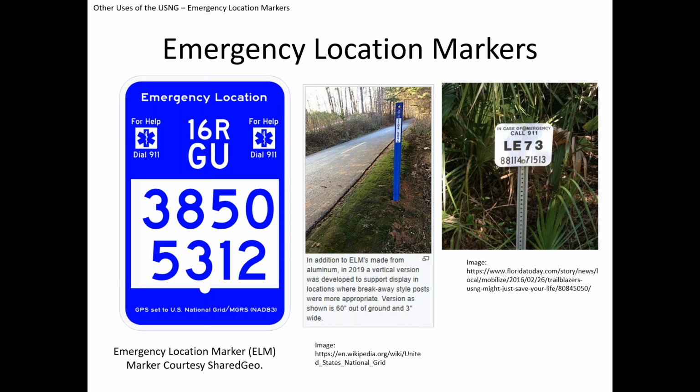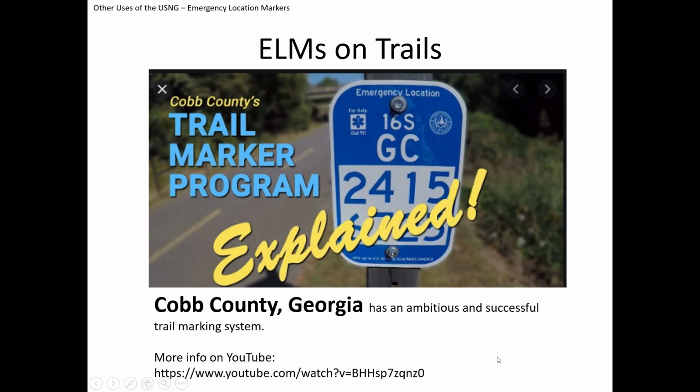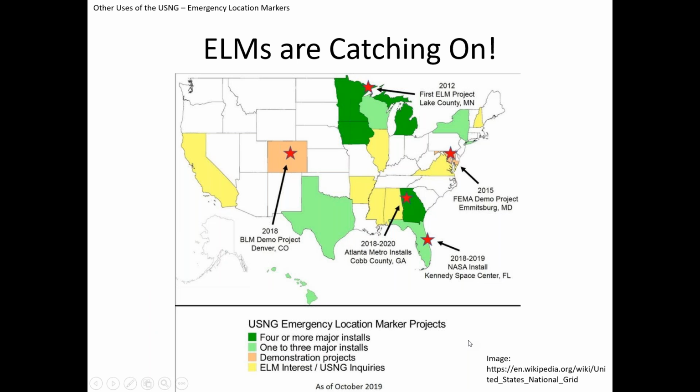Now the one on the right, that's kind of news to me. I haven't seen anything like it, but it's printed up in a news story, so it must exist. Cobb County, Georgia has made a very successful trail marking system, and they have a YouTube video that it's only about 3 minutes, but it's definitely worth watching. And here is a map that shows some of the increase in the uses of these emergency location markers.